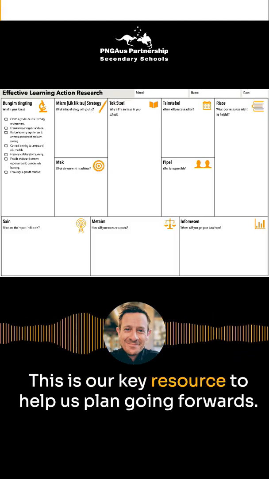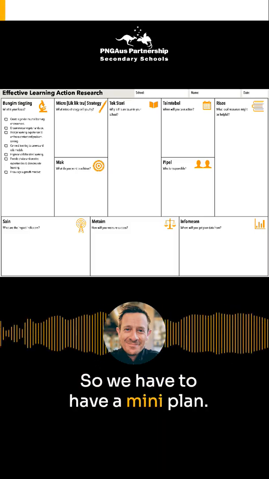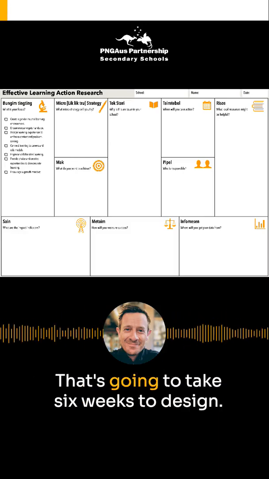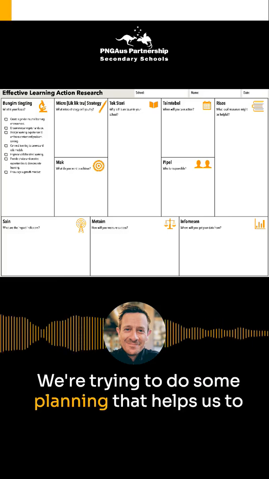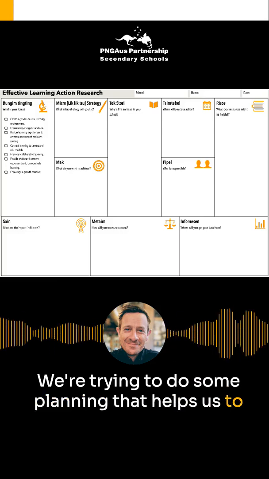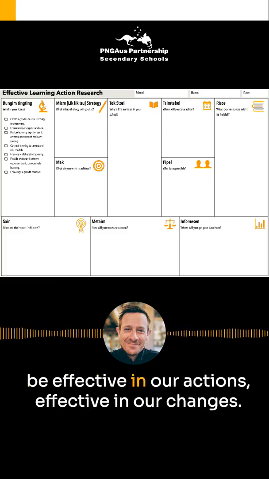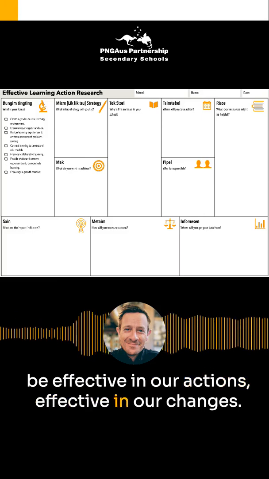This is our key resource to help us plan going forwards. So we have to have a mini plan. We don't want something that's going to take 6 weeks to design. We're trying to do some planning that helps us to be effective in our actions, effective in our changes.